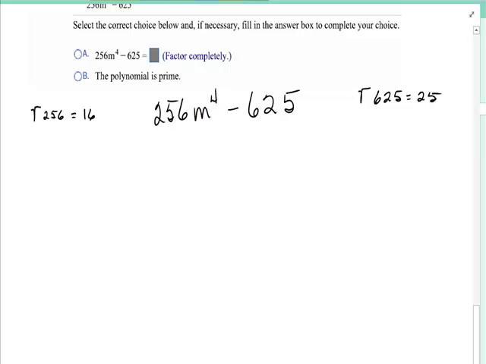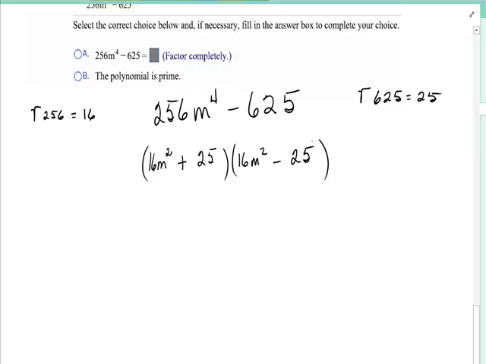Is m to the 4th a perfect square? It's a perfect square if something times itself gives you m to the 4th. And the answer is yes, m to the 2nd. So this is the difference. This is a perfect square. This is a perfect square. That means 1 plus, 1 minus. The square root of 256 is 16. What times itself gives you m to the 4th? M to the 2nd and 16 m to the 2nd. 16 times 16 is 256. M to the 2nd times m to the 2nd, you add the exponents for m to the 4th. The square root of 625 is 25.